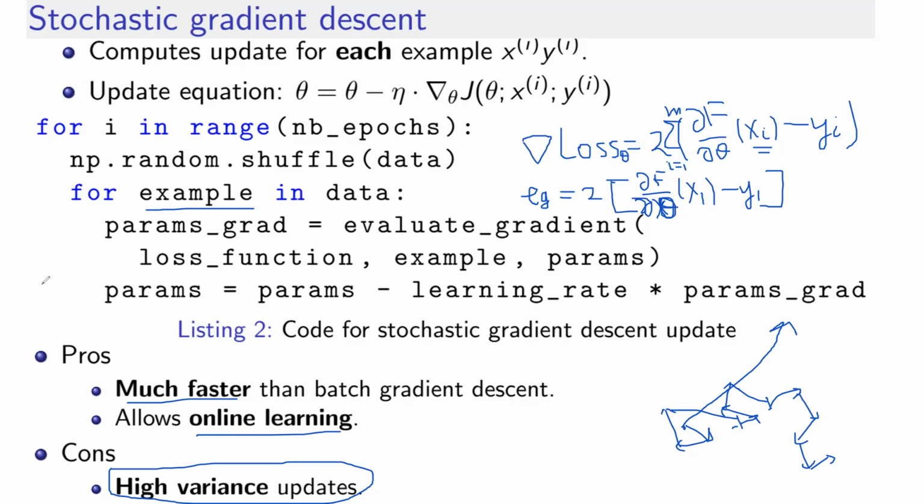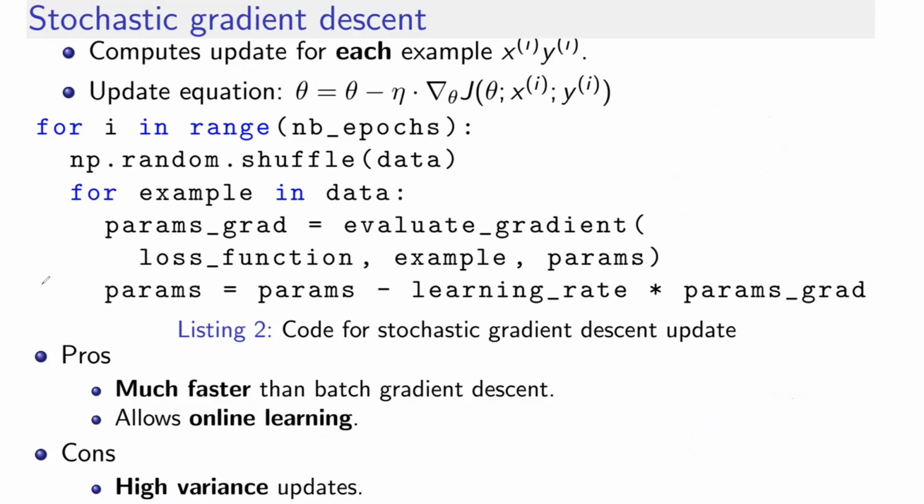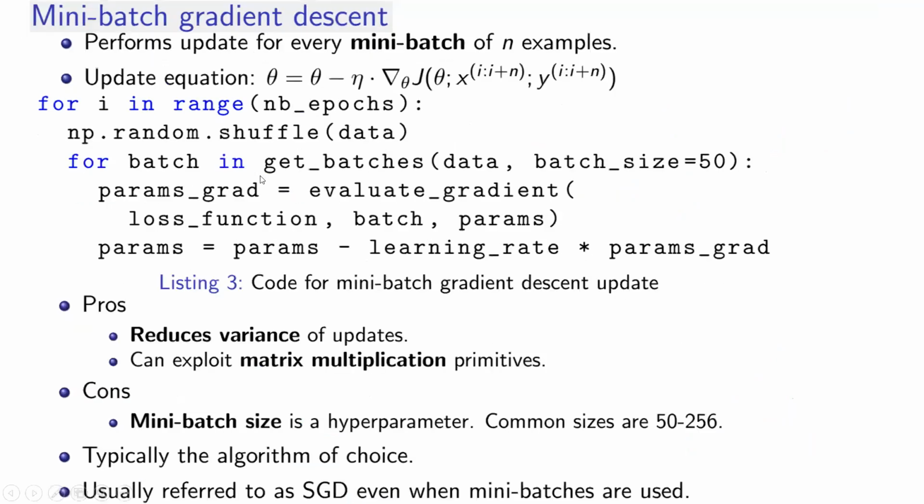So batch gradient descent is good because we have some guarantees that we reach a local minimum. But here, we are not guaranteed anything. However, it is fast. So what we do is we combine them. We combine them in mini batch gradient descent.